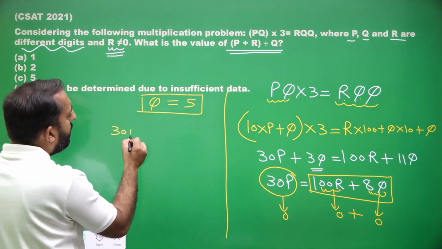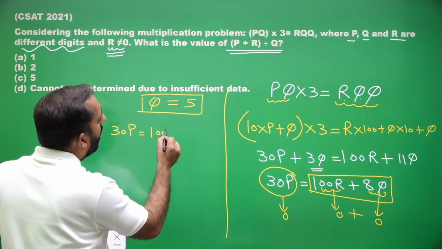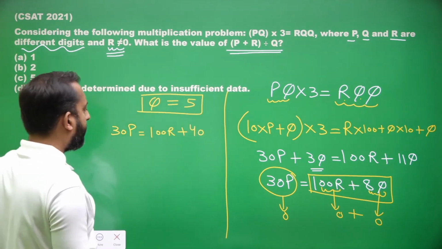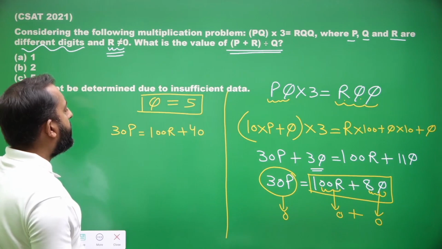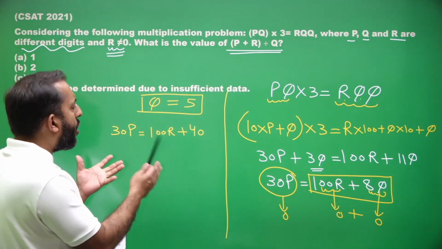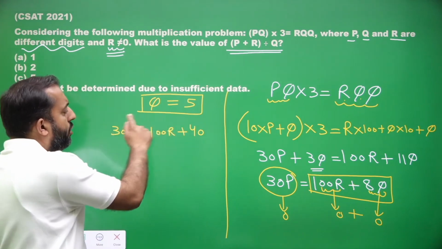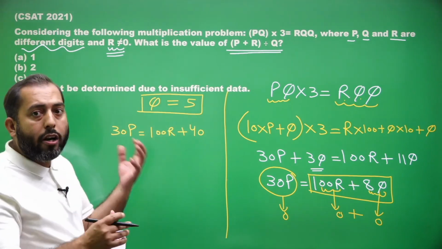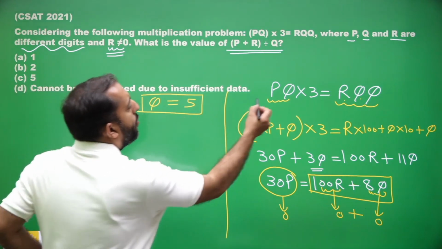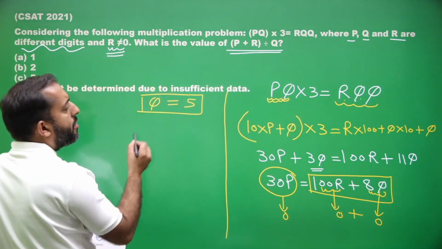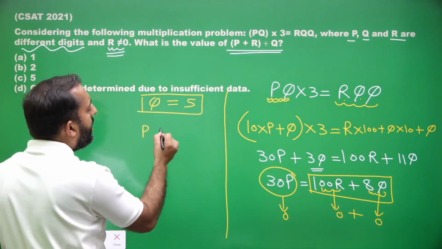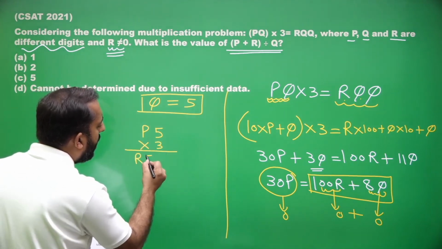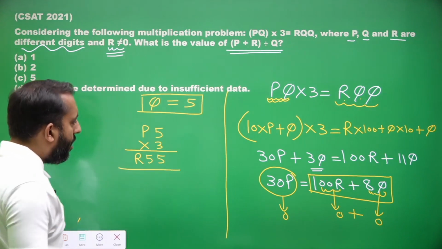30P equal to 100R plus 8 into Q, that is 40. All right. Now you can see, you can do a lot of things. Either you can do the assumption by using this, or, we already know that the value of Q is 5. So P5 multiplied with 3 is giving us R5. You can go like this as well.